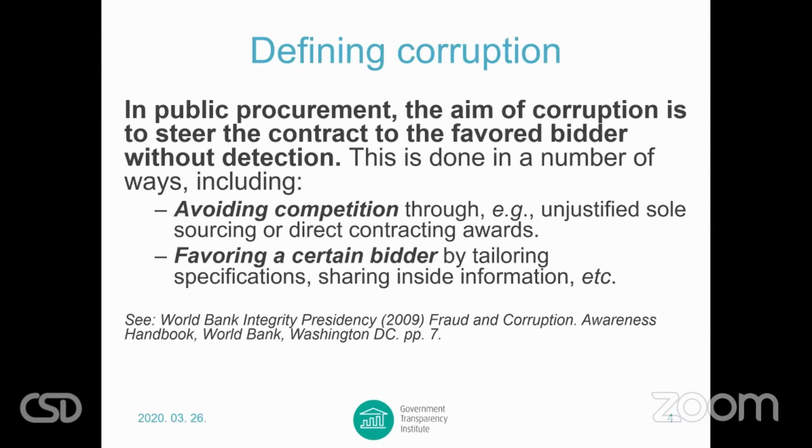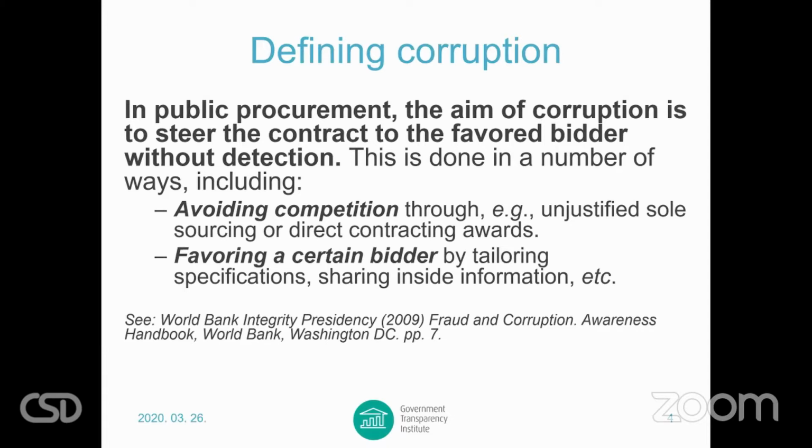So we need two conditions to be fulfilled to be able to talk about corruption. One is there needs to be a deliberate limitation or avoiding competition, right? Unjustified sole sourcing and direct contract awards. But that's not sufficient. It's necessary, but not sufficient. We also need this limited competition to be used to favor a certain connected bidder and disfavor, to the detriment of other non-connected bidders, right?